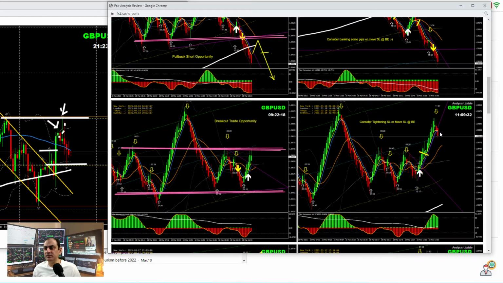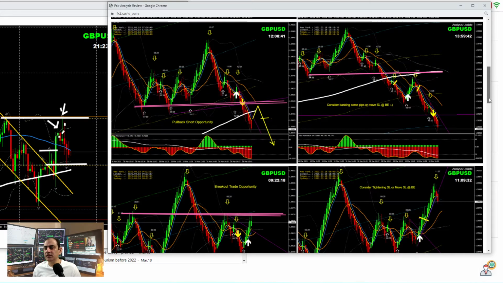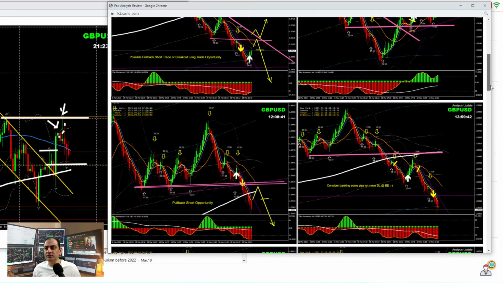As soon as the price was reversing, we explained to traders it's time to tighten your stop loss or bank a few pips. So after that, just before the news release, we explained to traders to wait for the news, and we're going to analyze the market after the news.